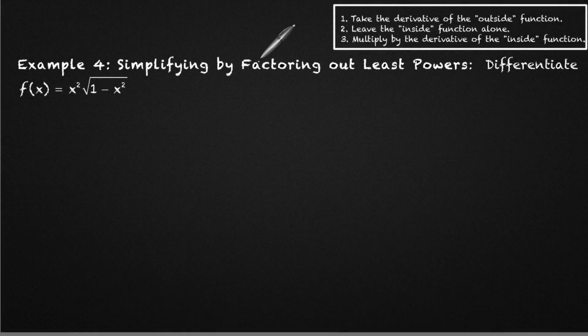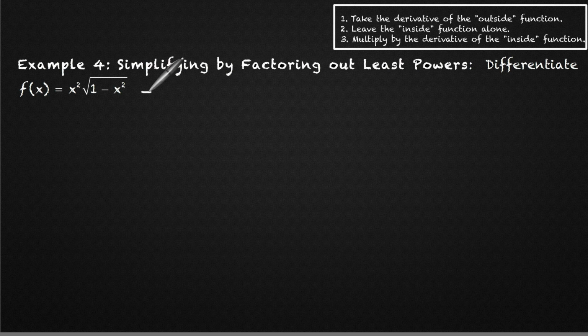Now we're going to get into some advanced techniques and advanced uses of the chain rule. This particular technique is called simplifying by factoring out the least power, or the lowest power. So let's see if we can take this derivative here. It's a complicated derivative because it's going to require the power rule and the chain rule. So let's see if we can do this.